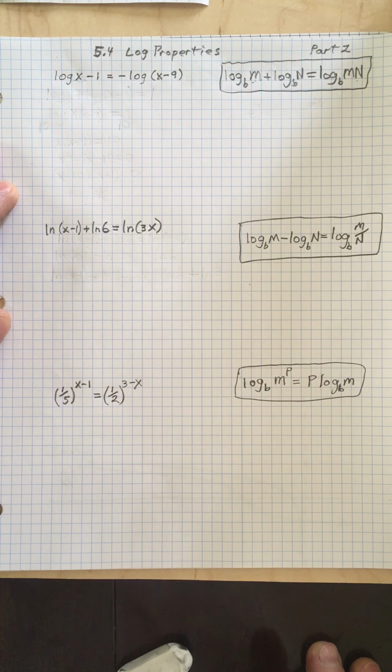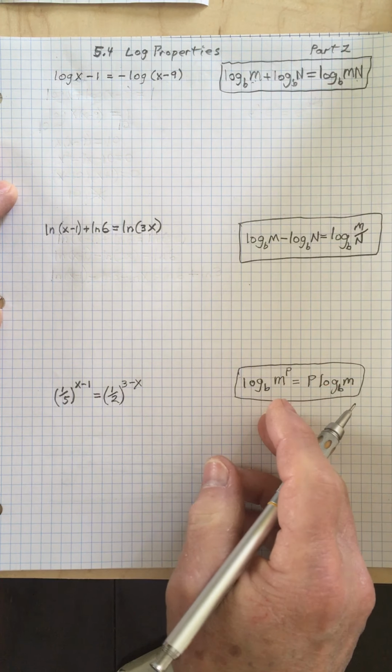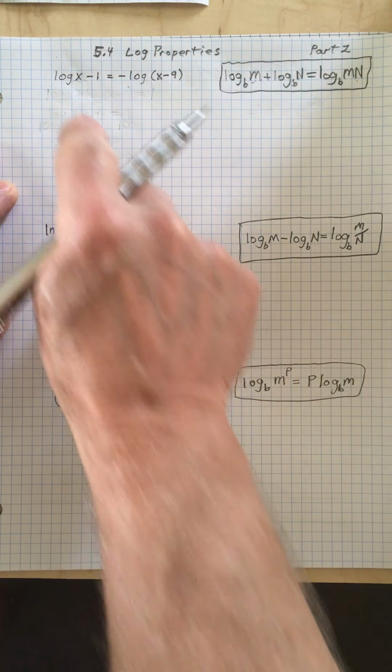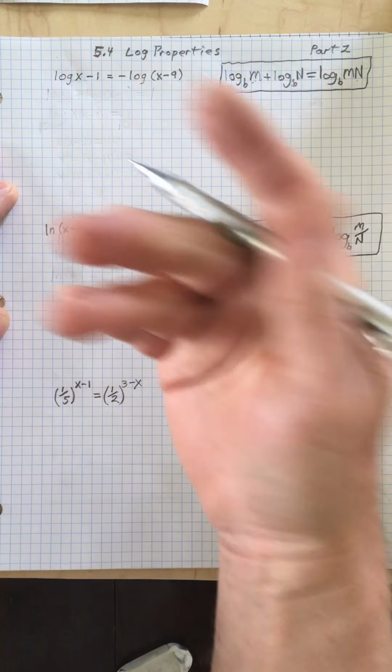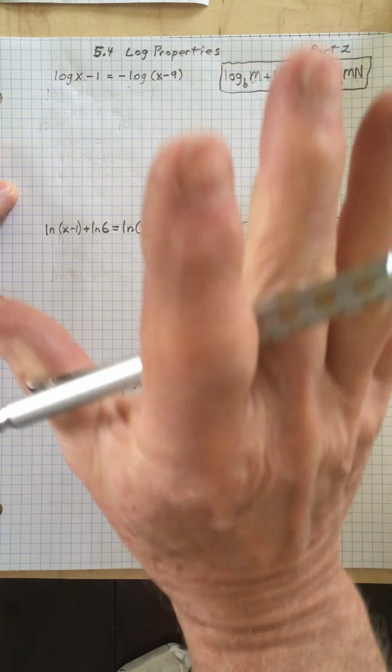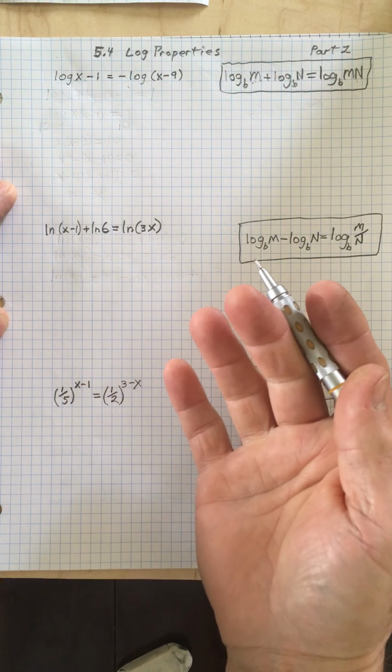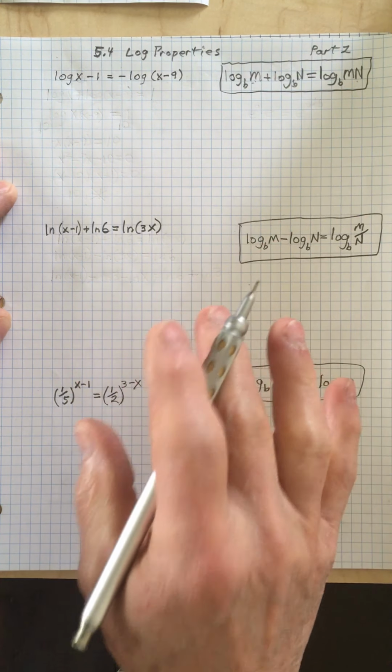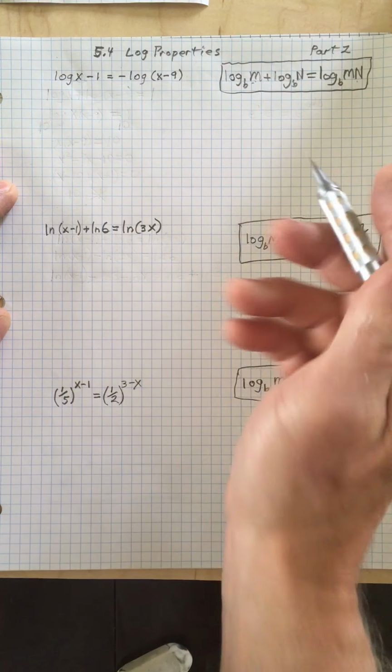Okay, continuing on with 5.4, we're going to look at more log properties, and these are properties of the actual log terms themselves, how we can combine them. The properties are listed here, but I'd like to go through them one at a time, and we can see why we need them and how we can use them.